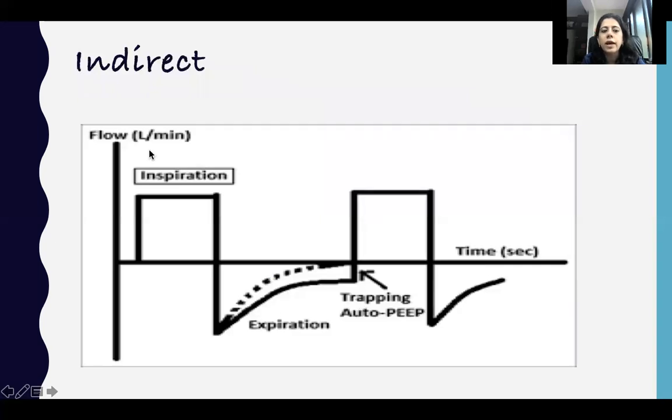Here again, as you can see in this flow time graph, even without doing an expiratory hold, you can find out whether there is air trapping or not. In a normal patient, the exhalation curve should touch the baseline. But in this patient, because there is airway resistance, it does not touch the baseline, and some gap is left. This air trapping will cause what is known as the intrinsic PEEP or the auto PEEP. So it is a quick way to determine whether the patient has auto PEEP or not.